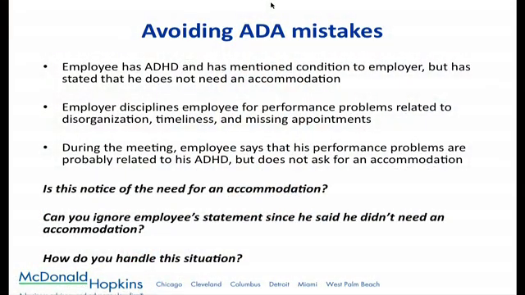Well, the next example that we give is along those lines. An employee has ADHD, has mentioned the condition to the employer, but has stated he doesn't need an accommodation. The employer disciplines the employee for performance problems related to disorganization, timeliness, and missing appointments. During the meeting, the employee says that his performance problems are probably related to his ADHD, but does not ask for an accommodation.